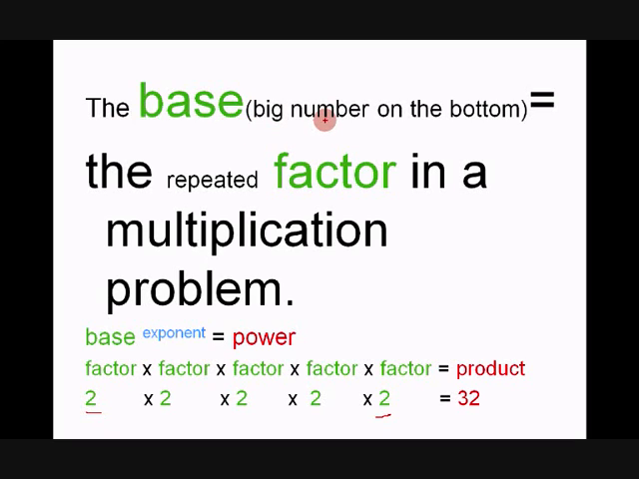So the base, the big number on the bottom, equals the repeated factor in the multiplication problem. Every number that we multiply is a factor. 2 is a factor, 2 is a factor. What will it give? In multiplication, the answer is called the product. 2 times 2 is 4. 4 is the product. The 2s are the factors, right? So this is the idea.